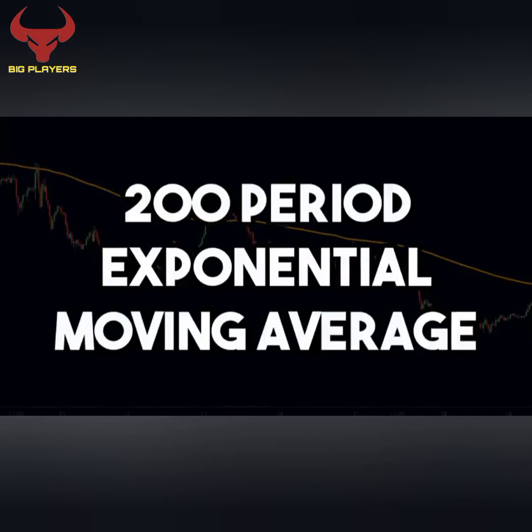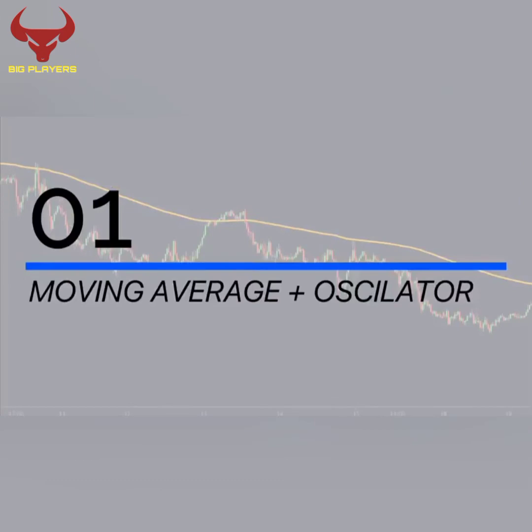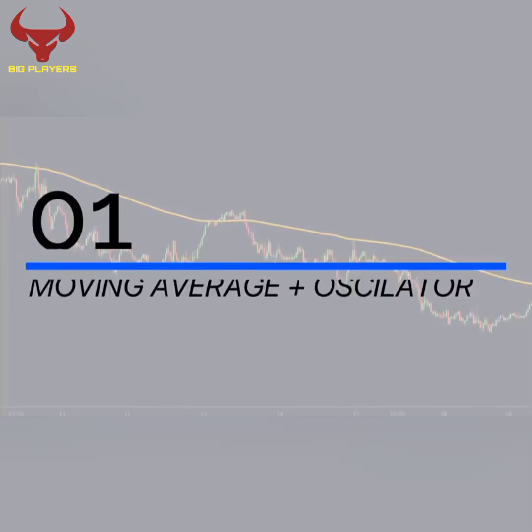We will only use the 200-period exponential moving average for all of these strategies. And the timeframe will be 15-minute timeframe. So, the first strategy is by using a moving average with an oscillator.